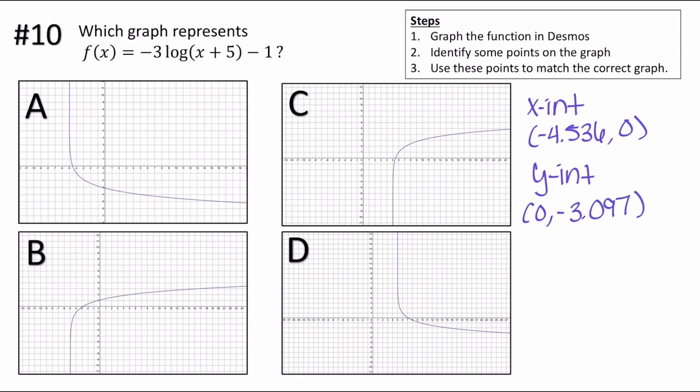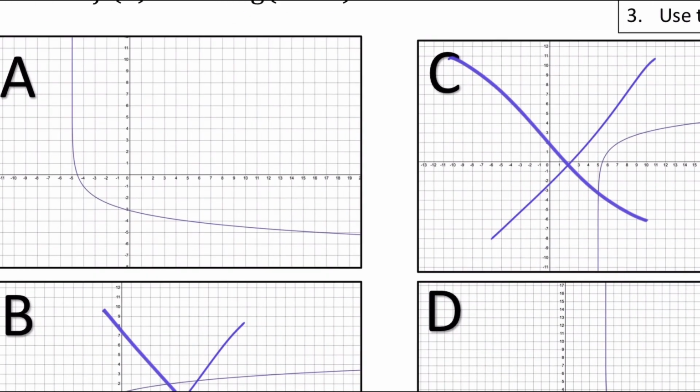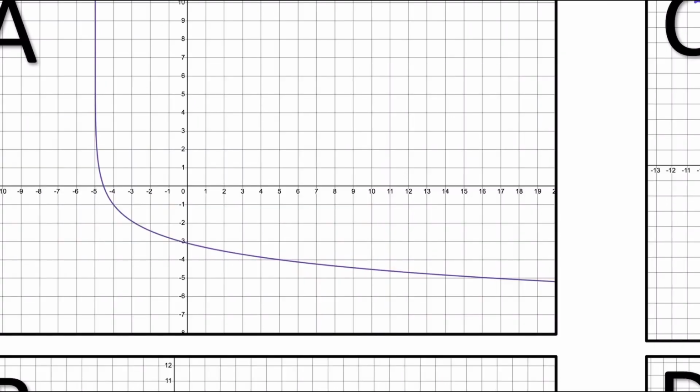And remember, we said that our graph kind of has this like curving down shape, right? So we can automatically eliminate C and B, right? They don't even look like our graph. Well, we want a negative x-intercept. So notice that in A, the x-intercept is between -4 and -5.